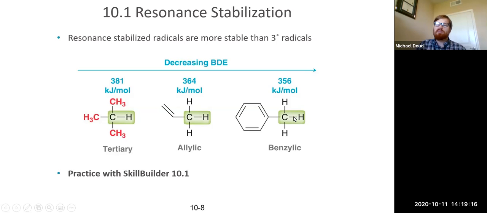Same thing with this benzylic position. And because of that stabilization, the bonds become even easier to break. 364 kilojoules per mole for the allylic position, 356 kilojoules per mole for the baseline benzylic position.